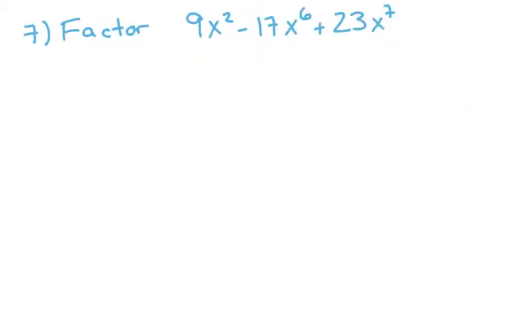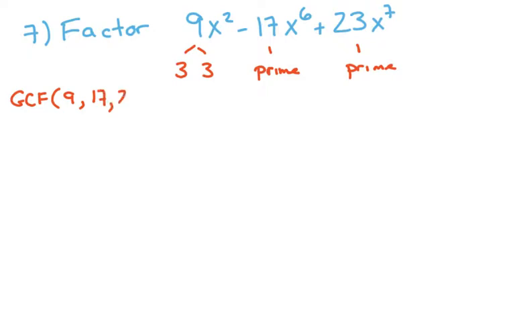Okie dokie. Let's first see if these numbers have a common factor. 17 is prime, isn't it? 23 is prime. So the greatest common factor of these numbers is 1. So we're not factoring out a coefficient.